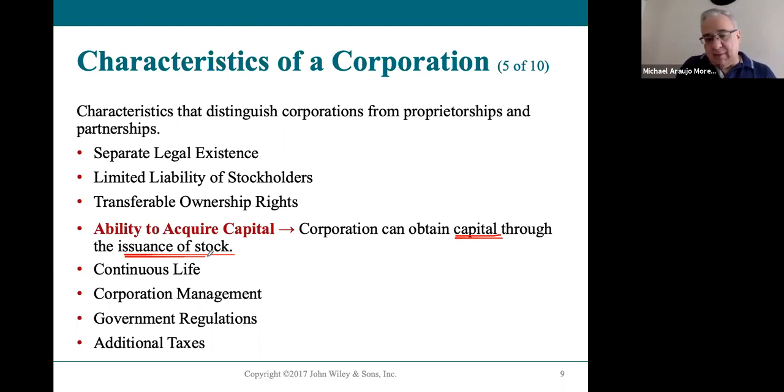What's the benefit of having more and more shares recognized? You can get more money, right? You can raise more money by selling shares of stock. So that is a huge advantage for a corporation. Partnerships and proprietorships are limited in how much money they can raise based on how much the owners can get, right? With a corporation, you can simply expand the amount of owners you have, and everyone's putting money in. So there's a lot more money to be raised in that regard.